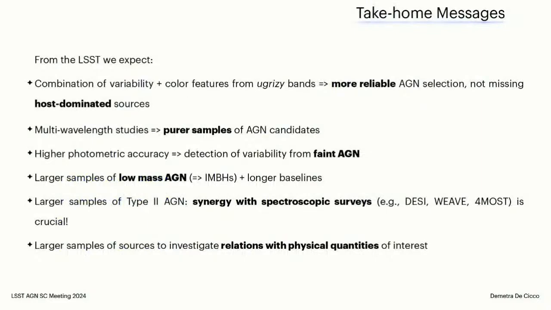So, the key points of my talk. With the LSST light curves plus colors, we will be able to have more reliable samples of AGN. We will be able to find host-dominated galaxies and purer samples as we can combine multi-wavelength information. Also, we should finally be able to find decent samples of faint AGN, and so also extend our knowledge of low mass AGN. And it's really crucial that we have synergy with other surveys.